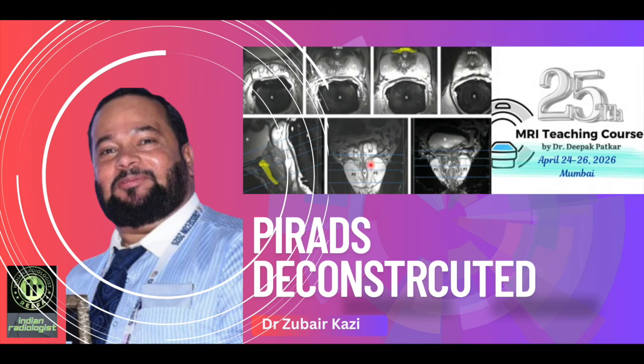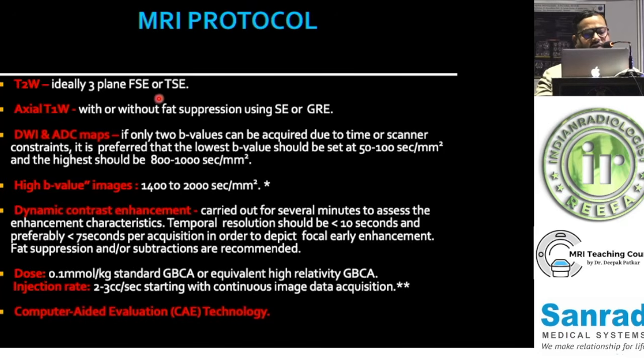So what is our MR protocol? Usually we take T2 weighted images, ideally in 3 planes at the FSE or TSE. You take T1 weighted images with or without fat suppression. We take diffusion weighted images and ADC maps.